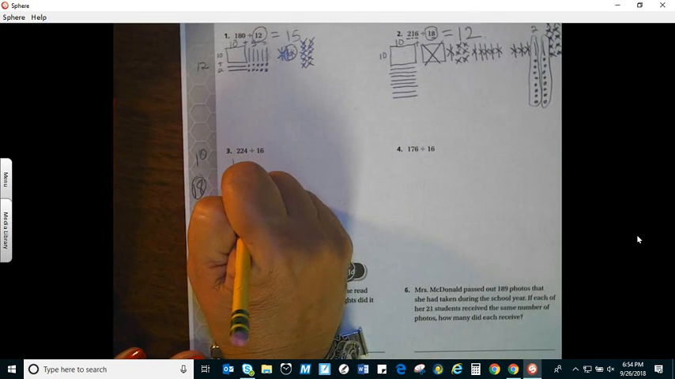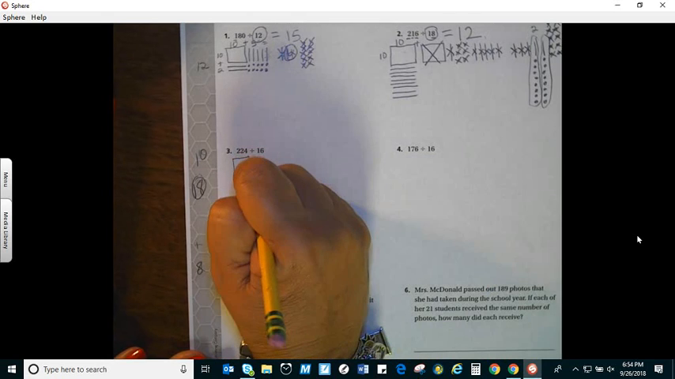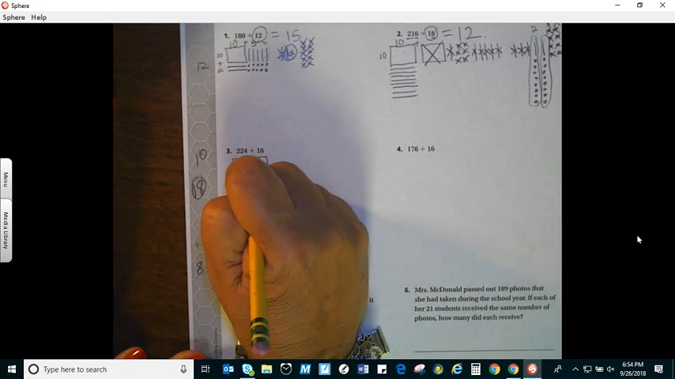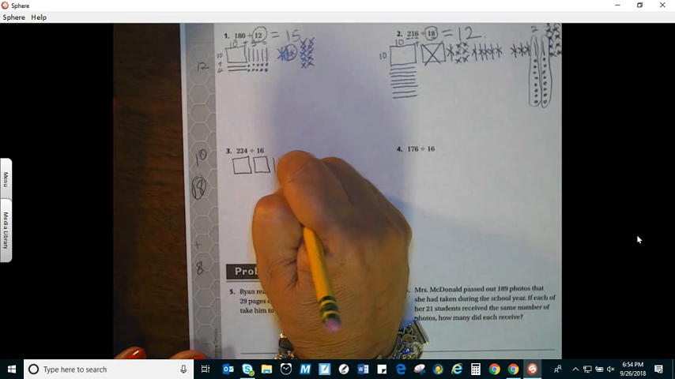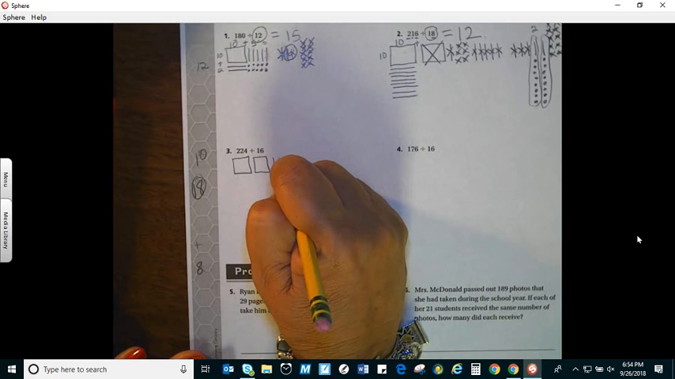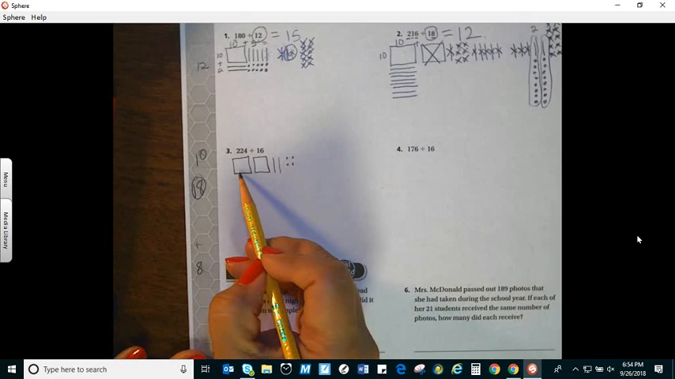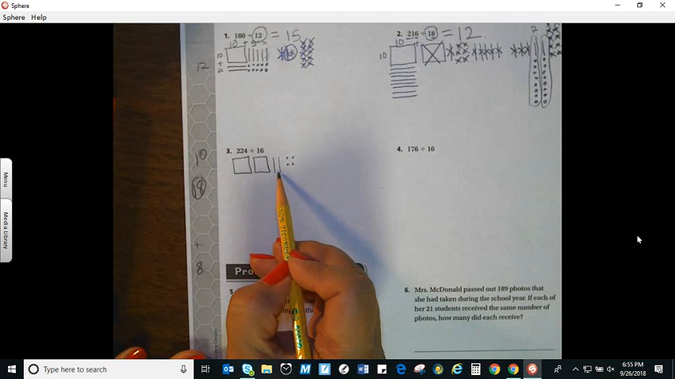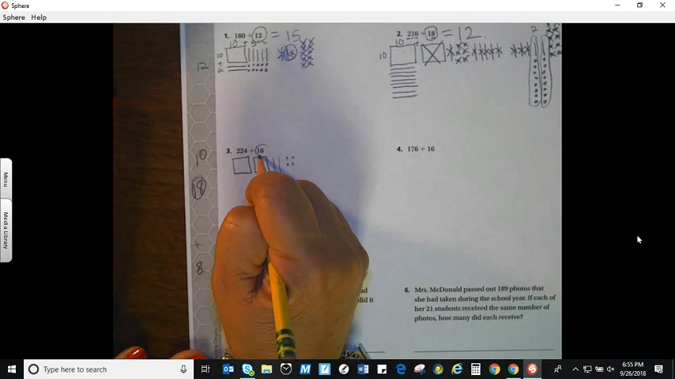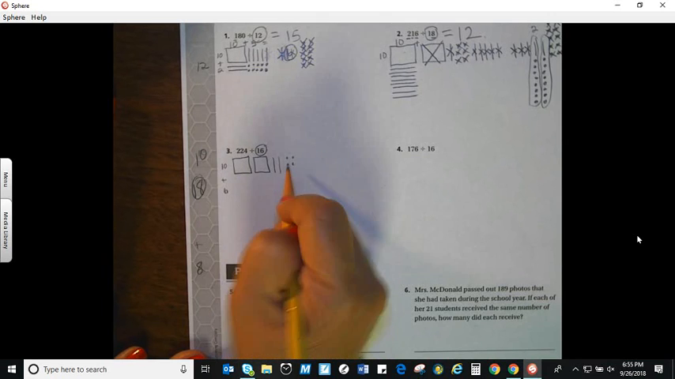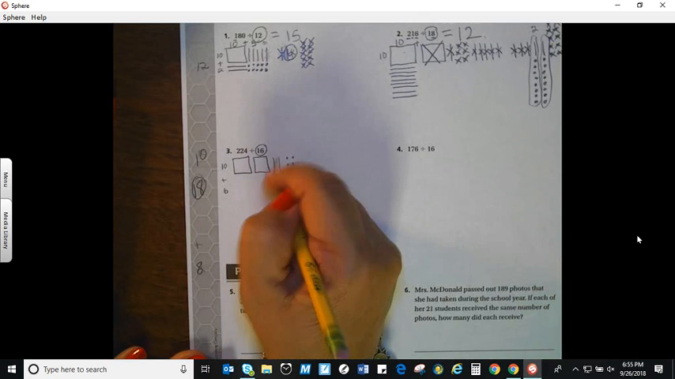It's 100, 200. I have 2 rods. And I have 4 ones. That's 200, 20, 1, 2, 3, 4. I know that my divisor is 16. This is already 10. I need to add 6 more. So, but can I do it? No, I can't do it. So I'm going to cash those in.